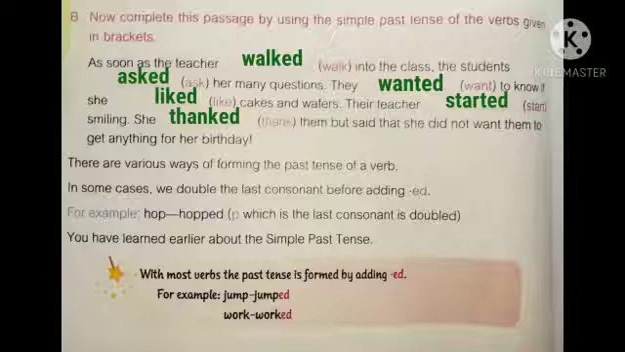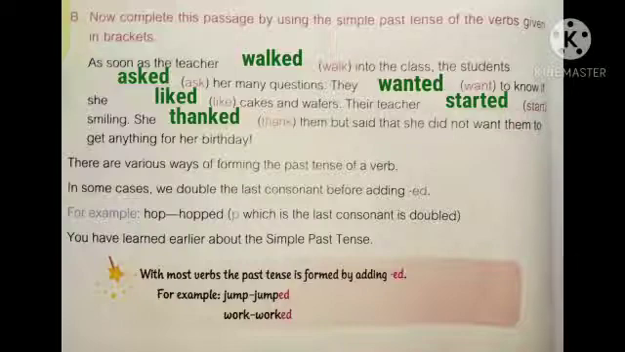Okay, there are various ways of forming the past tense of a verb. In some cases, we double the last consonants before adding ed. For example, hop, hopped. P, which is the last consonant, is doubled. Students, in some verbs, what we will do? We will double the last consonants. You can see in the example, H-O-P. So, H-O-P-P-E-D. One more P is added and it is doubled.